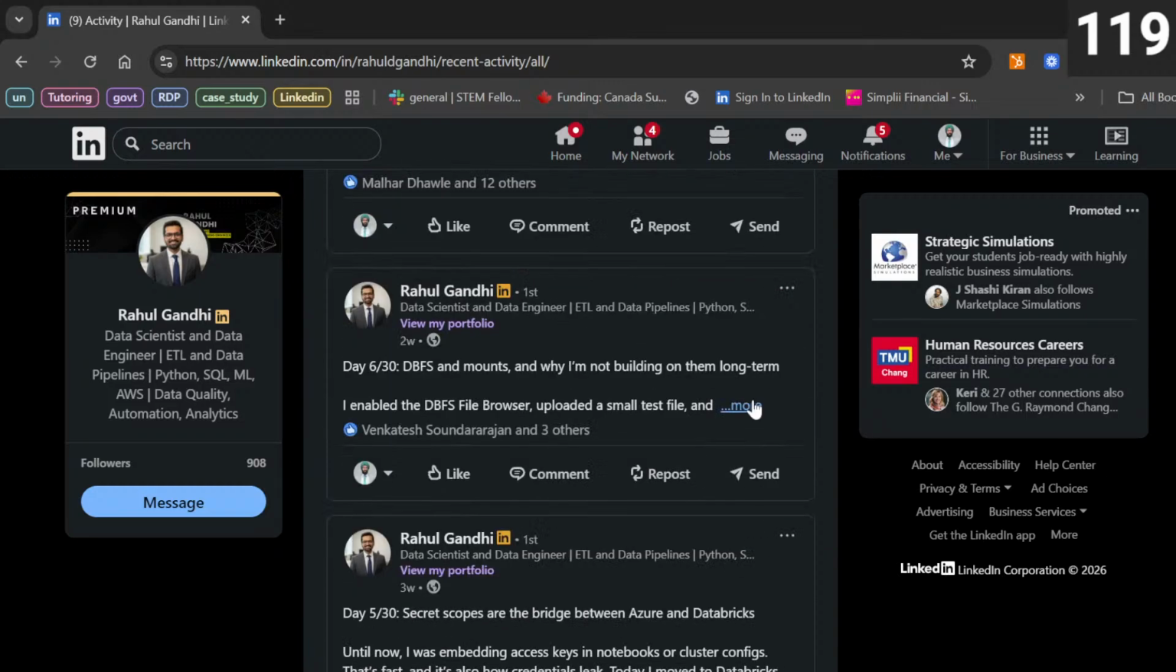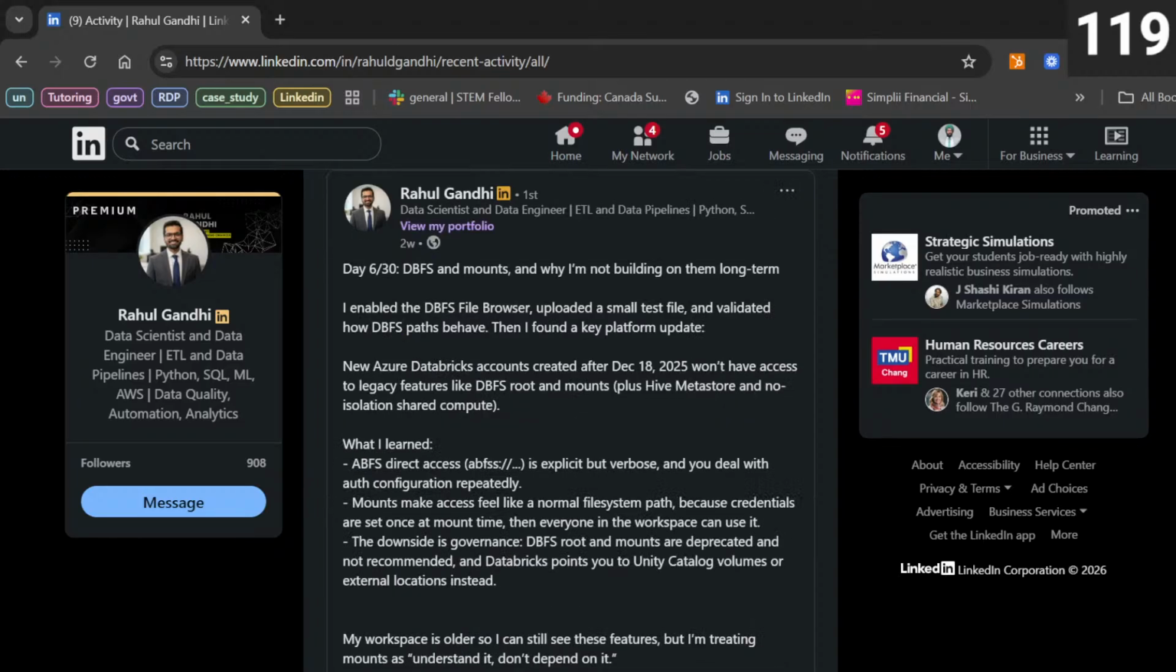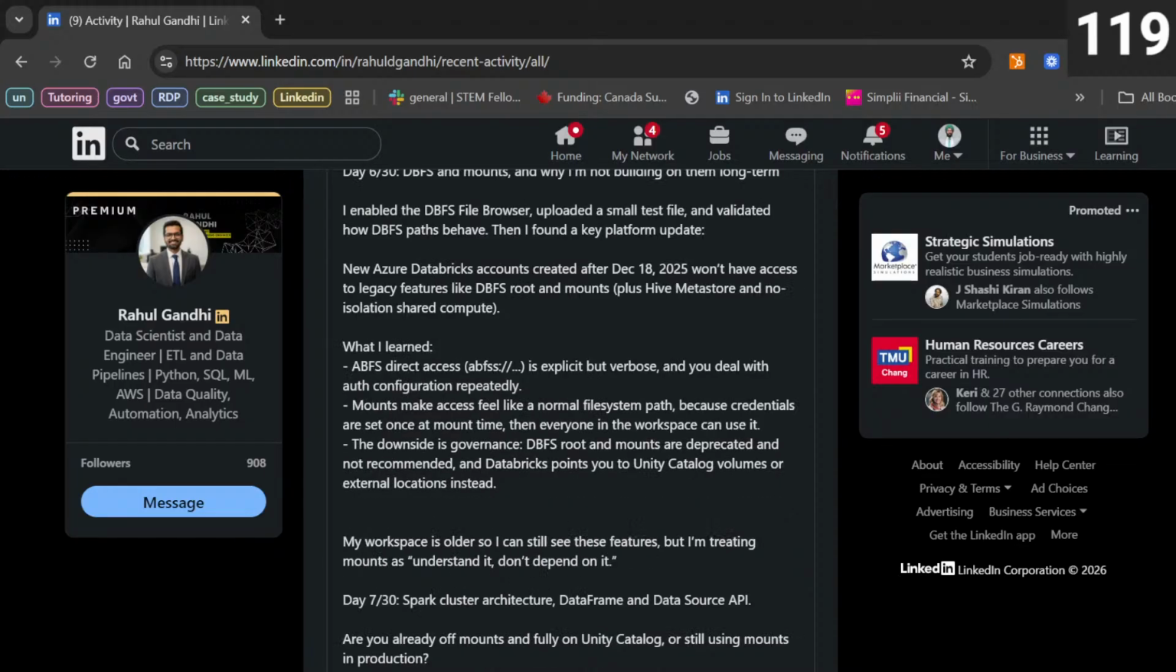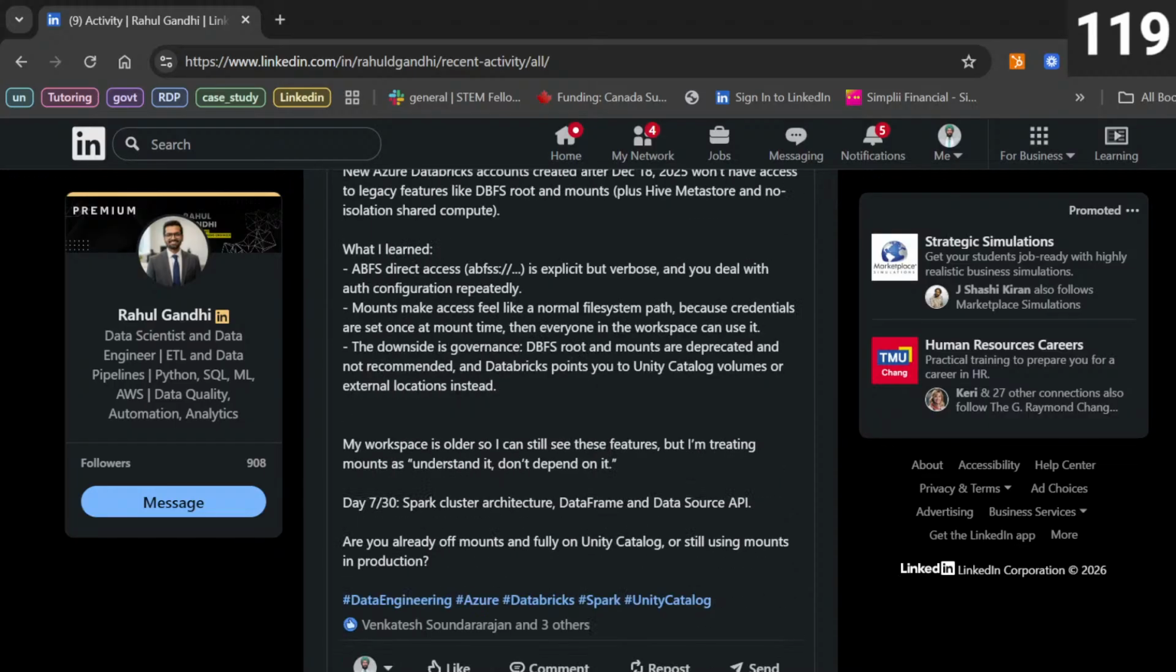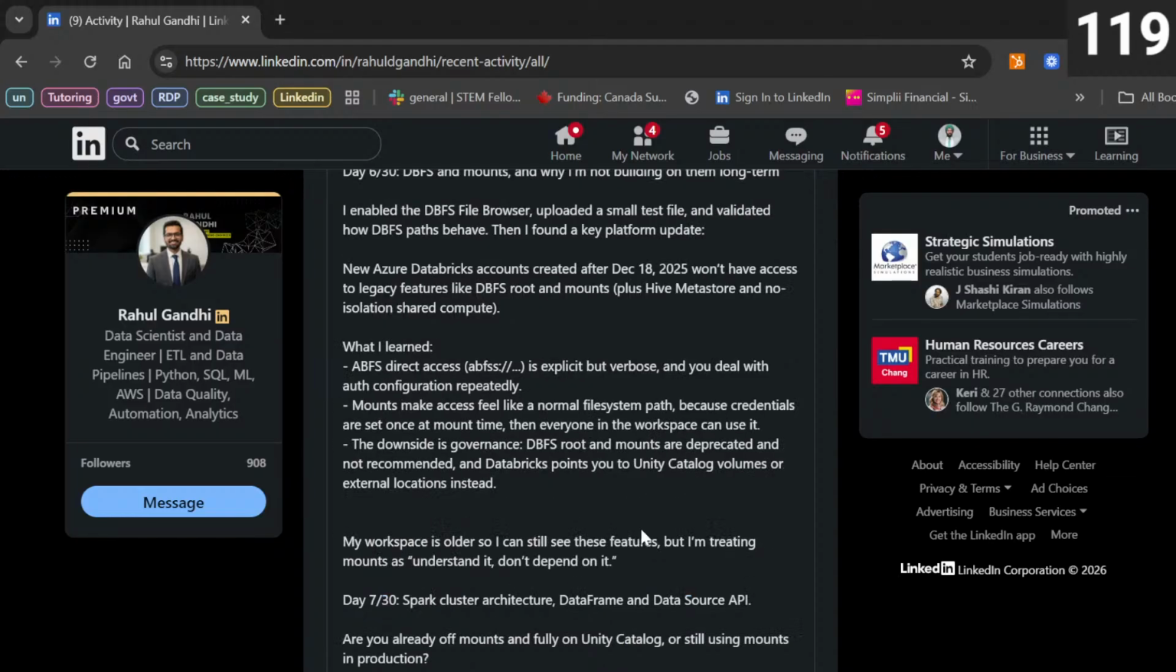Okay, so he enabled the file browser, uploaded a small test file, validated paths, and found a key platform. Mounts make access feel less like a normal file system path. There's a downside. Okay, Spark cluster architecture, DataFrame, and data source API.